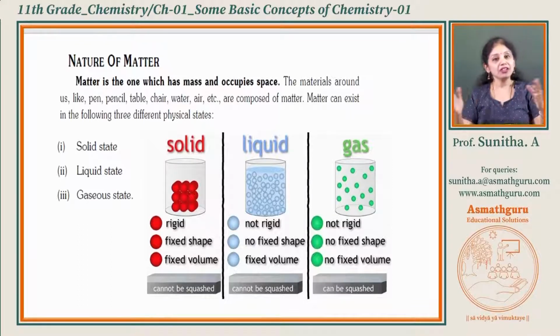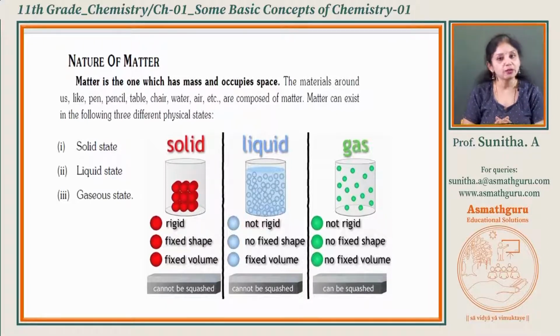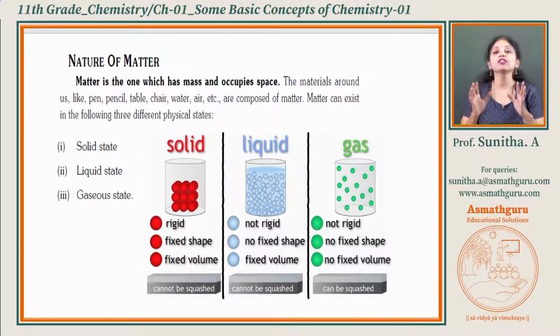So this matter which exists around us is broadly classified into three physical states: the solid state, the liquid state, and the gaseous state. You are very much aware of this. You have learned it from school. So when we discuss the solid state, we understand the particles are very rigid. They have a fixed shape and a fixed volume.